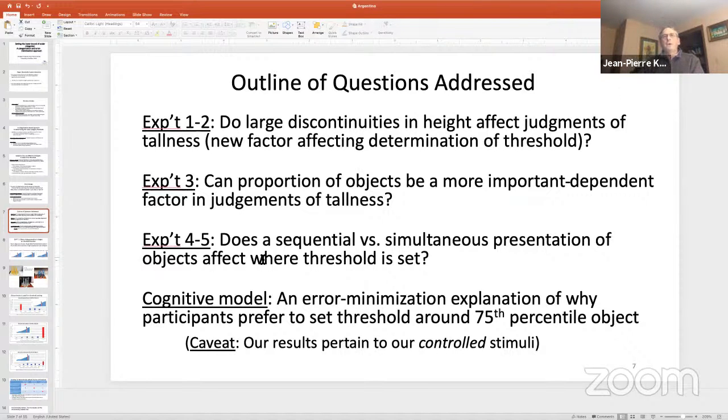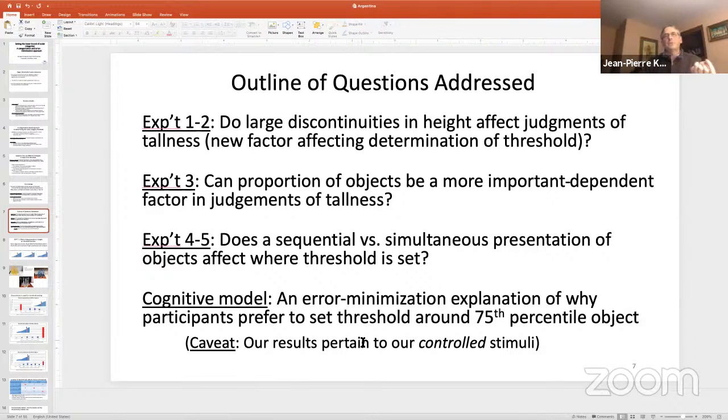And 3, whether the way you present objects, either all together or simultaneously, makes a difference in where the threshold is set. And finally, we'll present a cognitive model, which is an error minimization explanation of why, across all of these experiments, participants tend to prefer to set the threshold around the 75th percentile object, okay?